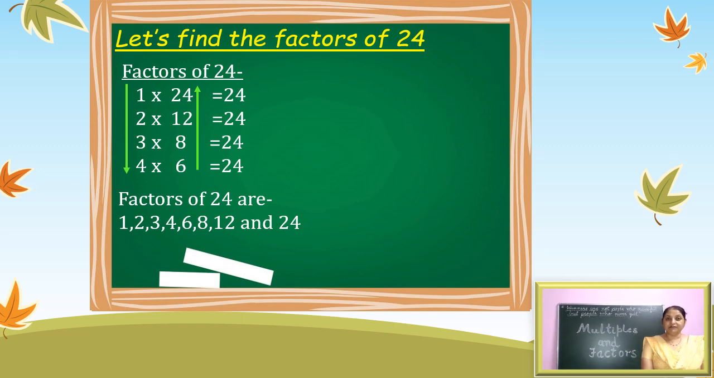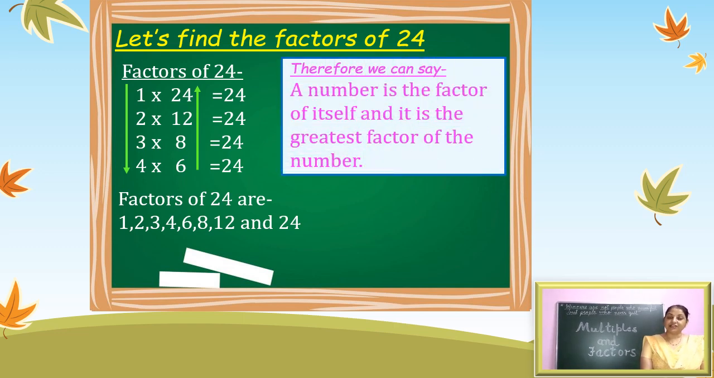When we observe the list of factors here, we will see 24, that means the number itself is the factor of the number and it is the greatest factor. So we can say the number is the factor of itself and it is the greatest factor of the number.